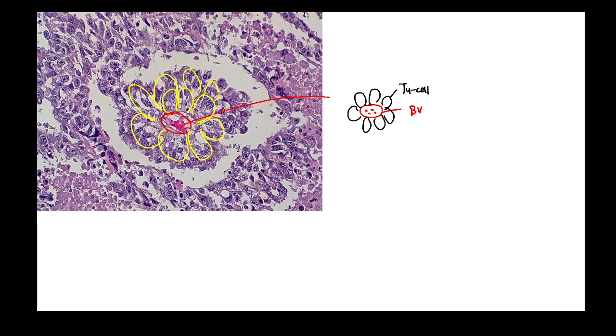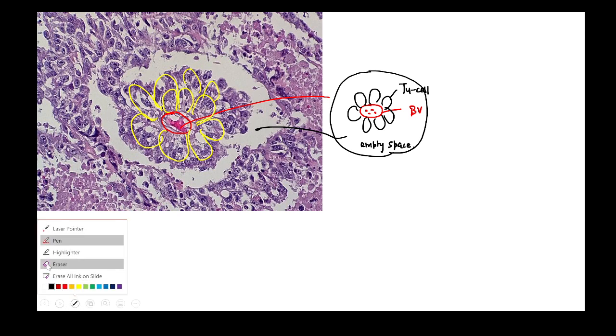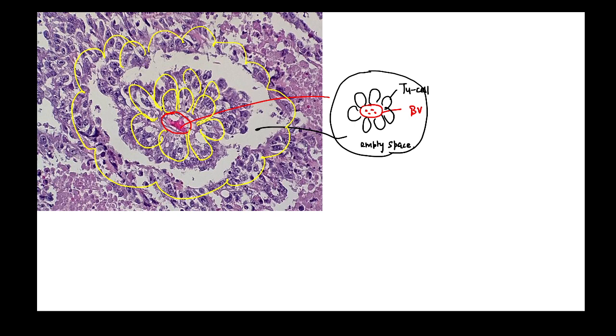Then what we are noticing, there is an empty space. Can you see this empty space? This is the empty space or cystic space, we can say that, right? And again around this empty space you can notice there are tumor cells covering them, right? So empty cystic spaces covered by tumor cells again.